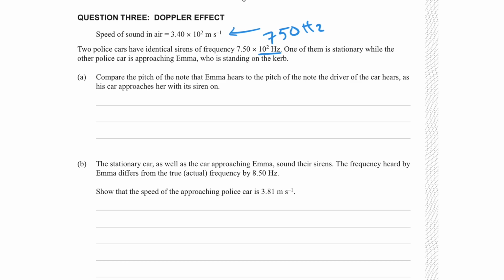So the driver of the car will hear the pitch as it is. Emma is going to hear a higher pitch, higher frequency as the car approaches with its siren on. And the reason is the Doppler effect. They haven't asked us to explain that, but it's the whole bunching up of the waves as each successive wave is released closer to the previously released one, giving an apparent shortened wavelength. And then you've got your v equals f lambda for the same velocity. Apparent shortened wavelength means a higher frequency.